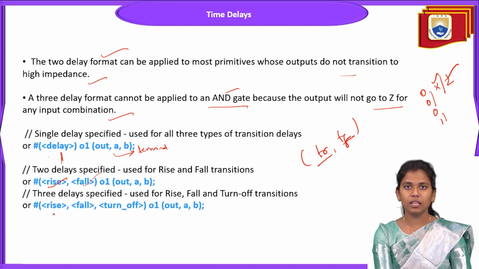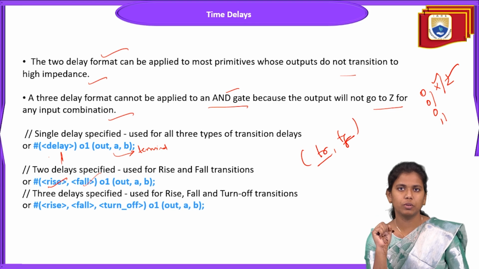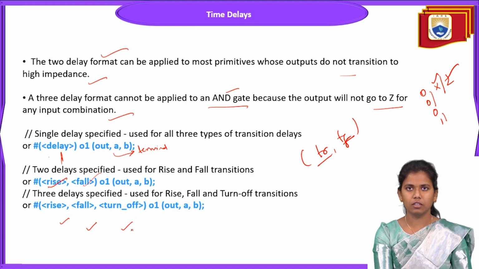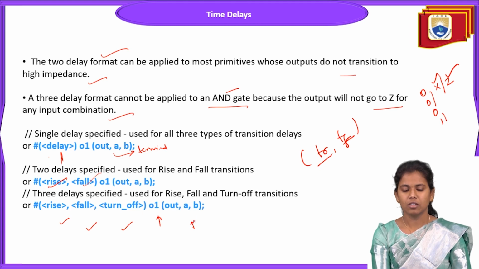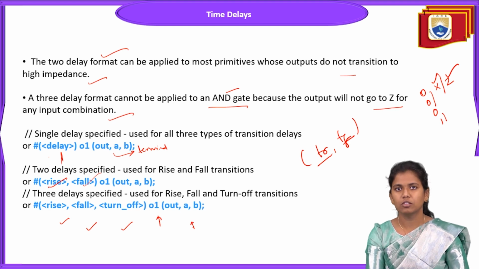And coming to the third delay specification, three delay specifications. Here in the three delay specifications, three types of timing constraints will be specified. So here it is rise, fall and turn off. Rise, fall and turn off, as usual, the name of the gate and the terminal list. So this is nothing but the specification of one delay, two delay and three delay formats of different delays with respect to rise time, fall time and the turn off time.